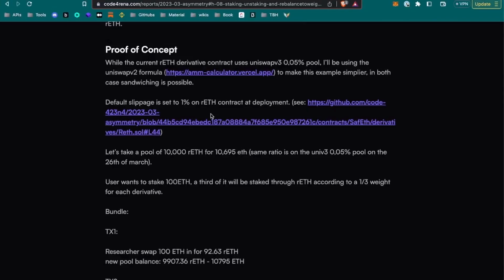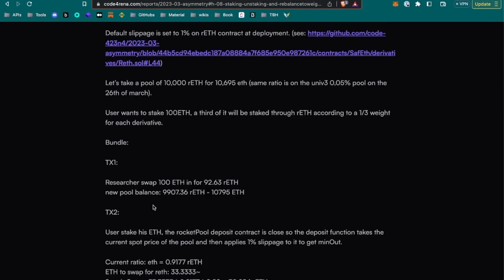Let's take a pool of 10,000 rETH for 10,695 ETH. The same ratio is on the Uniswap v3. The user wants to stake 100 ETH, a third of it will be staked into rETH according to a 1/3 weight for each derivative. So in the bundle, transaction 1, the researcher swaps 100 ETH in for 92.63 rETH.